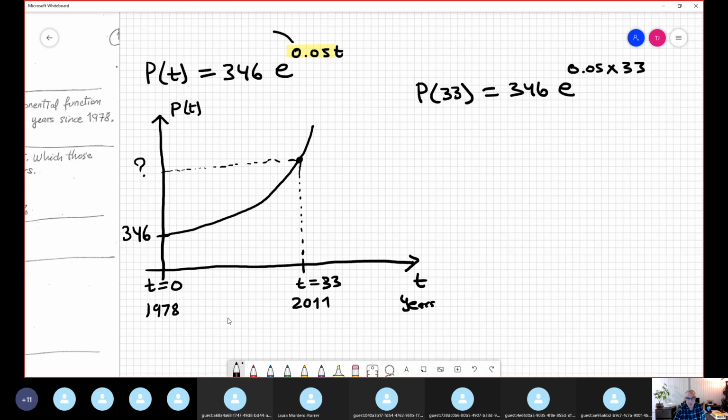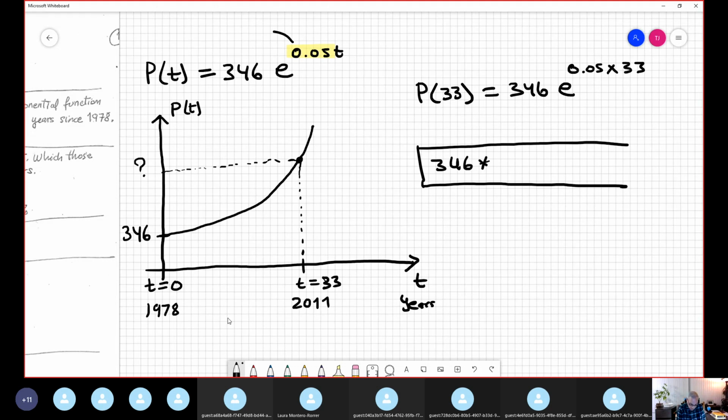So I go back again to my calculator. Suppose this is the display of my calculator. In the display you put 346 times, exponential. I press second, the same key as the natural logarithm. I see in the display something like e power parentheses, and inside the parentheses I put 0.05 times 33, and of course close the parenthesis to indicate what the argument is.